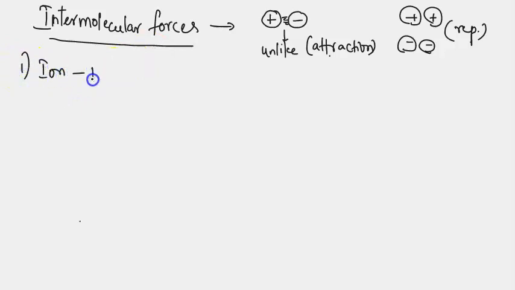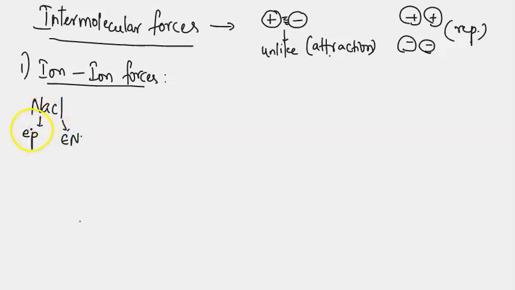ion-ion forces. That means between two ions, if the attractive forces exist, they are called ion-ion forces. Let us consider the sodium chloride ionic compound crystal, where sodium is the electropositive element and chlorine is the electronegative element. It's very common that the electropositive element loses electrons and becomes positive, and the electronegative element gains an electron and becomes negative. So in the sodium chloride crystal, we see sodium ions and chloride ions.